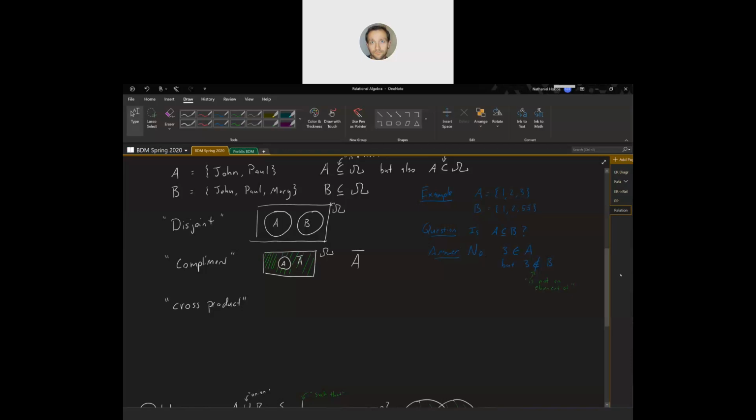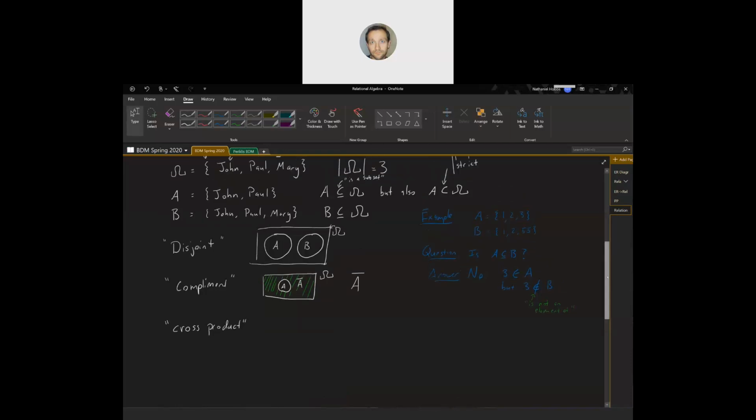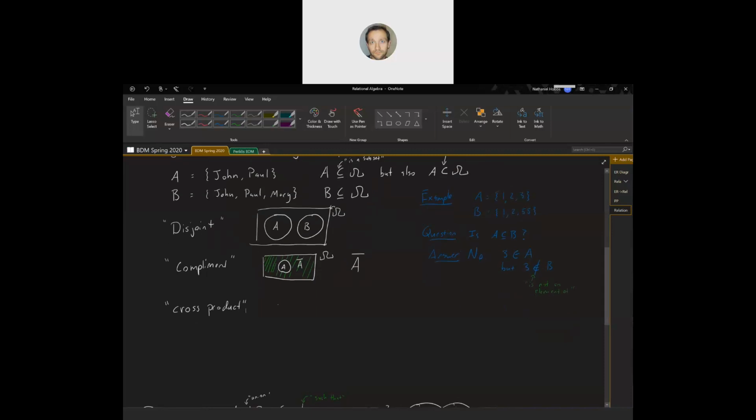So here, can anybody tell me what the cross product is between A and B? When you're talking about sets, this X here is the cross product. It's not the product. It's not read A times B. This is read A cross B.